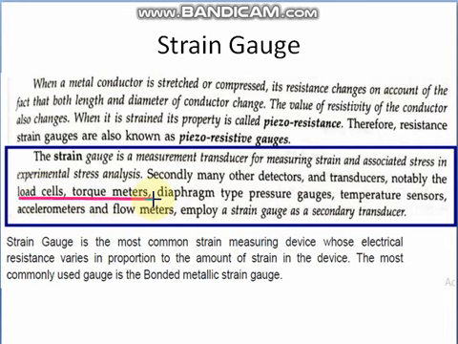These load cells, torque meters, diaphragm type pressure gauges, temperature sensors, accelerometers, flow meters, all these measuring instruments can apply strain gauge as a secondary transducer. What is a secondary transducer? What is the function of a secondary transducer?